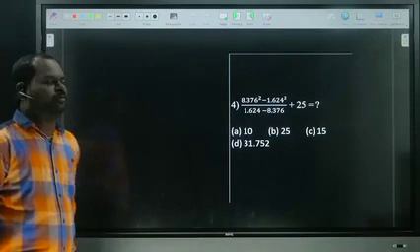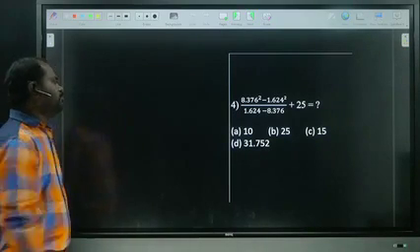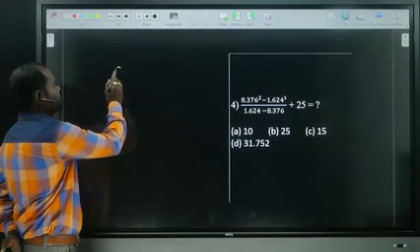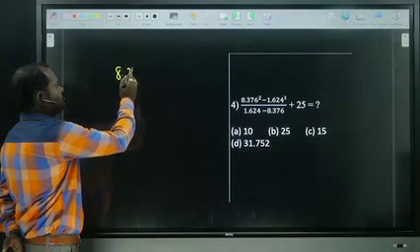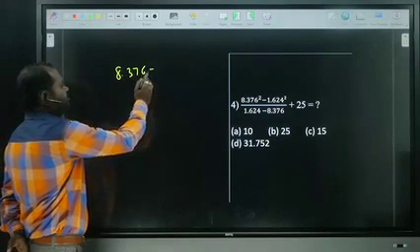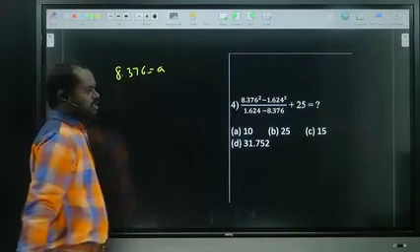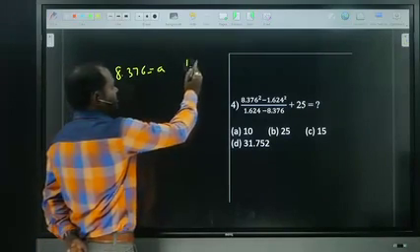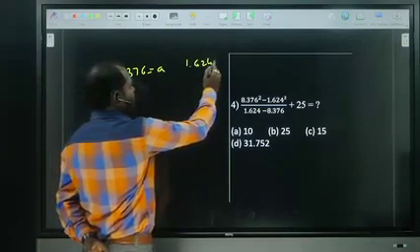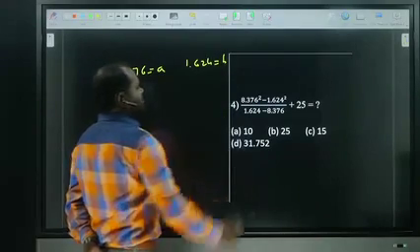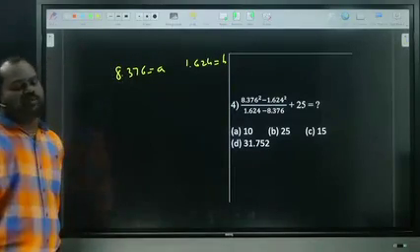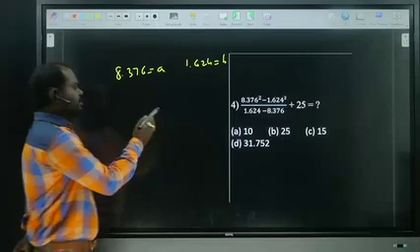Shall we see and observe carefully, ma? Let us assume 8.376 as A, and 1.624 as B. Observe carefully. That is which formula format, ma?